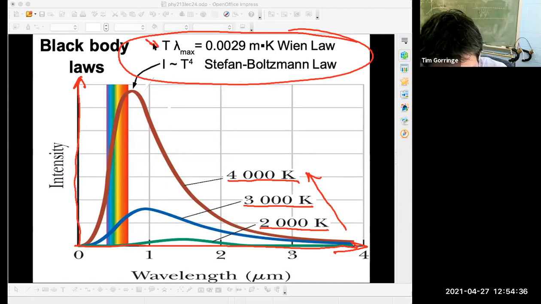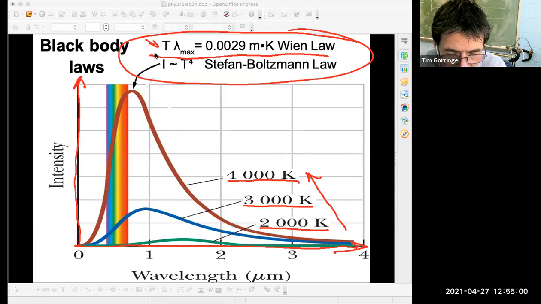It's what we call the Wien law. That's this one here, not Wine, W-I-N-E, but W-I-E-N. And that tells us about the maximum wavelength for a particular temperature. And it says that the maximum wavelength and the temperature are related by this little equation here. It means as you increase the temperature, you decrease the wavelength so that their product can be this constant.